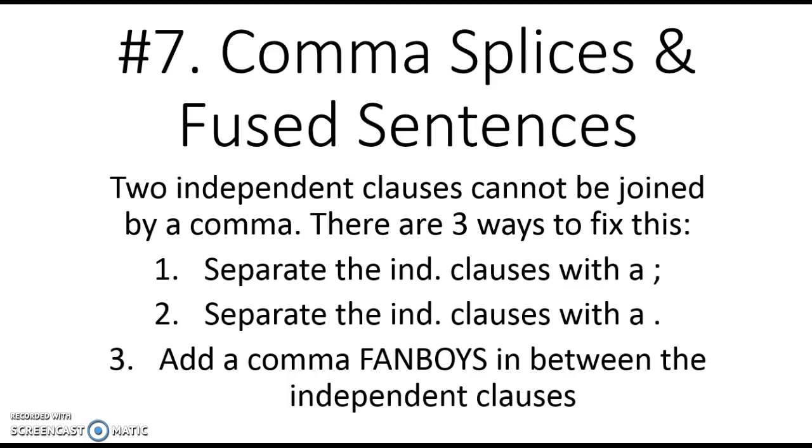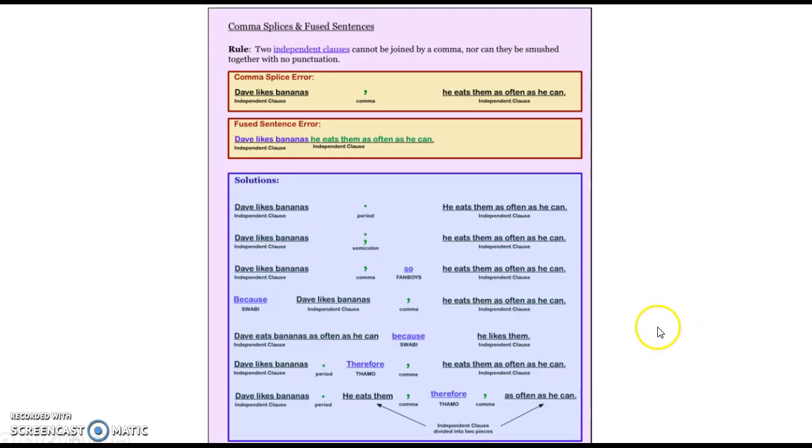If you see that, or if you notice you're doing that in your writing, there are three ways that you can fix this. First of all, you could separate the independent clauses with a semicolon. We learned that last week. Number two, even easier, you can separate the independent clauses with a period and just make them separate sentences. Or number three, you could make it into a compound sentence and add a comma and fanboys word in between the independent clauses. Let me show you some examples. If we said, Dave likes bananas, comma, he eats them as often as he can.